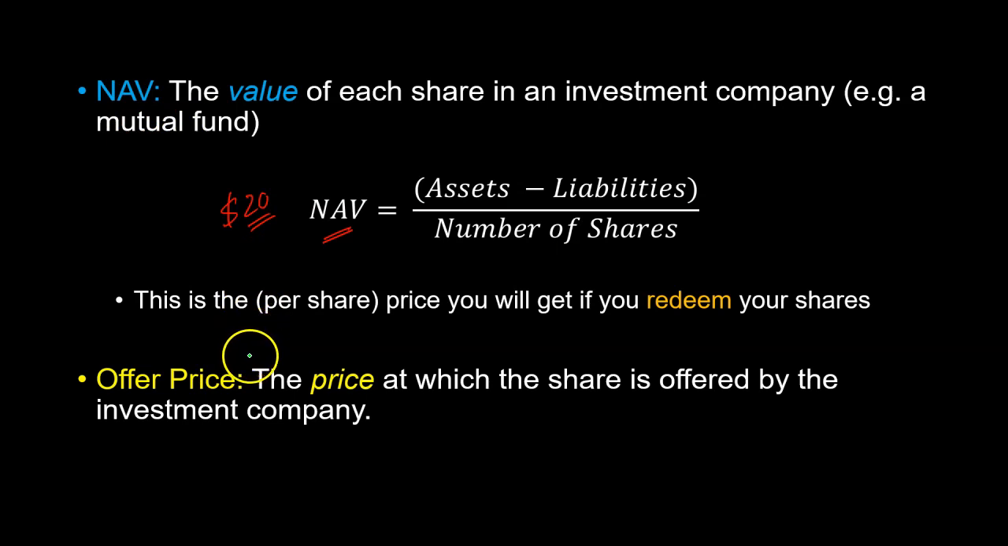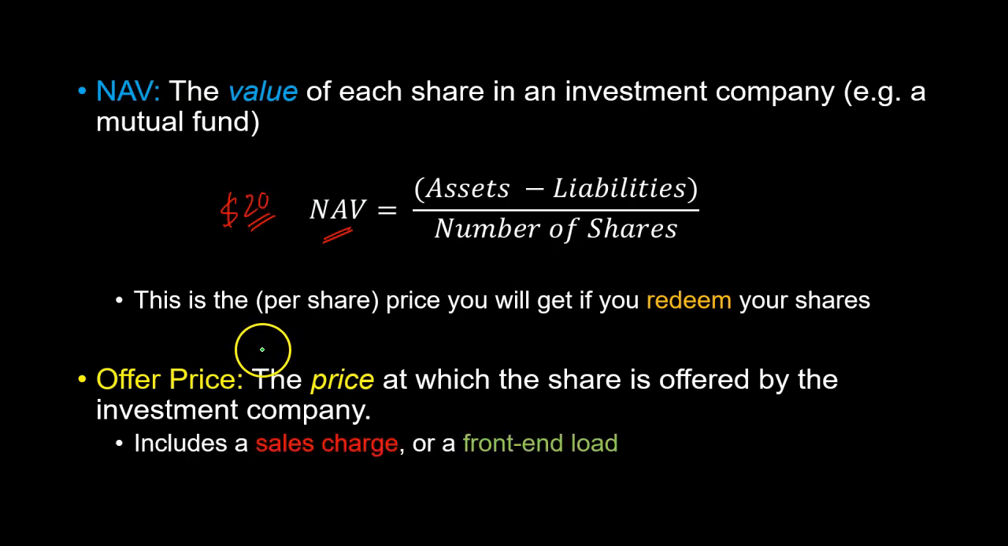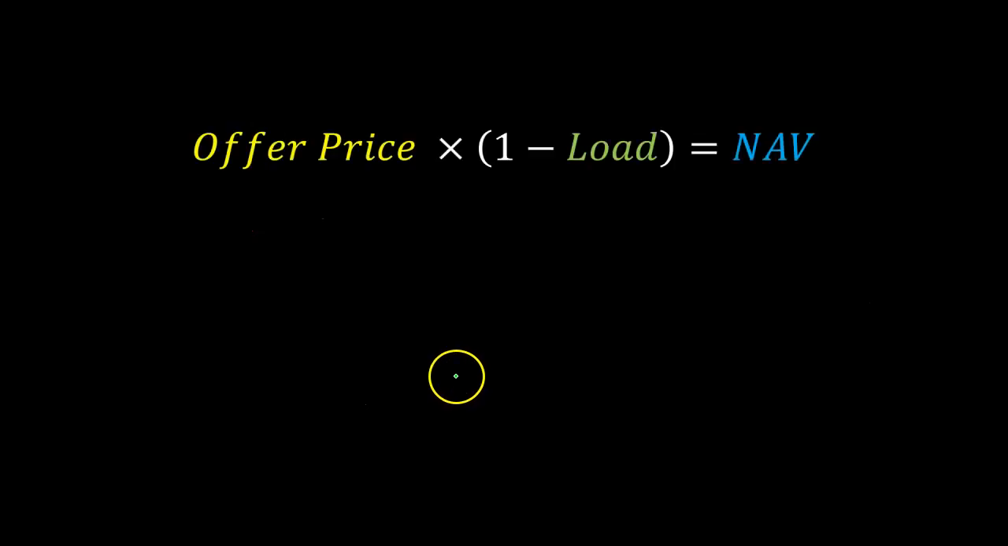And the sales charge that the mutual fund will charge you is usually a certain percentage of the price that you are paying up front. And this sales charge is also known as a front-end load. More specifically, the relationship between the offer price and the net asset value looks like this, where offer price is such that when you multiply it by 1 minus the load percentage, that gives you the net asset value.